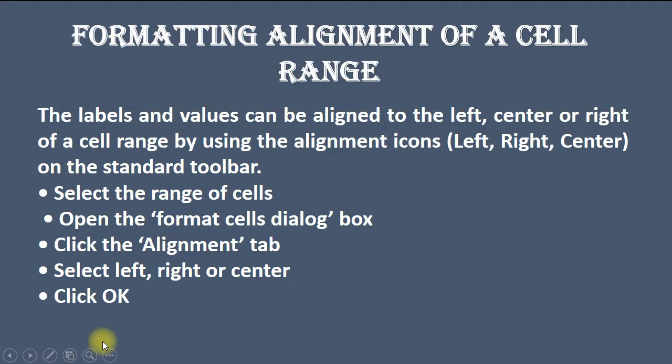Then the next thing is we have to see formatting alignment of a cell range. ठीक है, अगर आपने किसी cell की alignment करनी है तो how will you do that? You will select the range of cells, open the format cell dialog box, open the alignment tab. ठीक है, then you will select left, right or center and click OK.